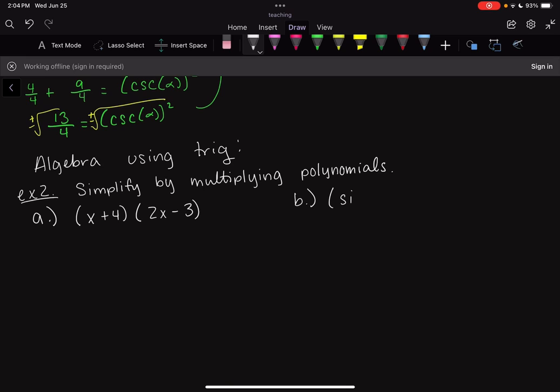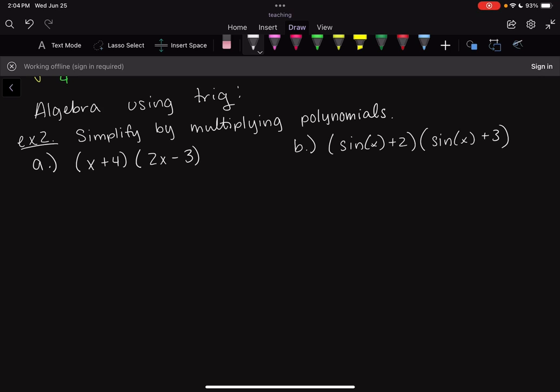So we're going to do sine x plus 2 times sine x plus 3. And then a part C, we'll do 2 cosine alpha minus 1, and that's squared. So first, for the algebra example.